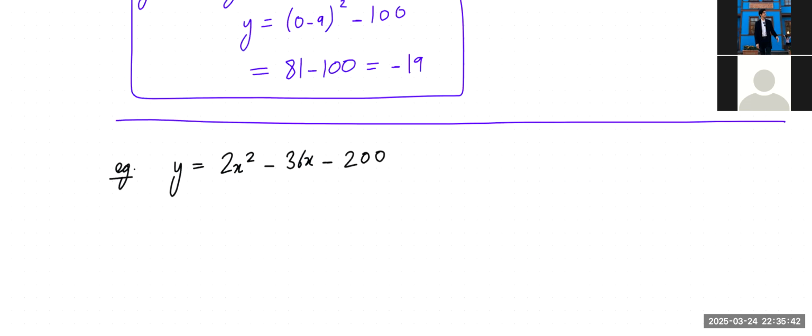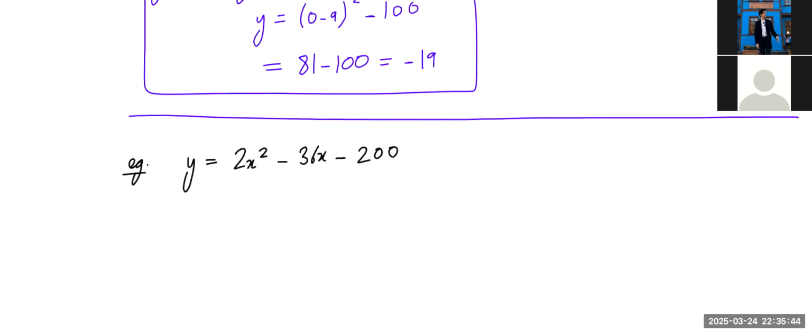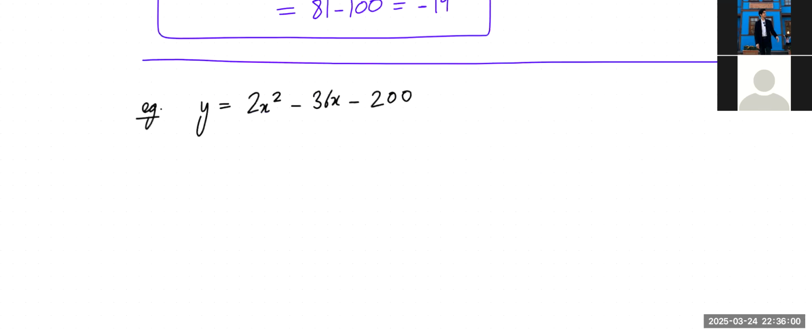The first thing you gotta do, and this is the most important thing for completing the square: the coefficient of x squared has to be 1. It cannot be anything except 1, okay? So here's what you do. You take a 2 out and factor it, basically. So what is left inside if I factor out a 2? x squared minus 18x, and then minus 100.